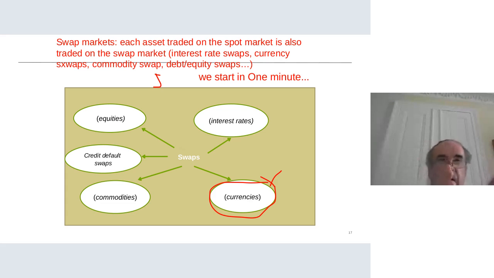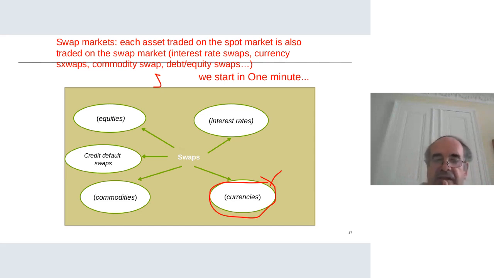Today, we did not see that in detail, but if you can just keep in mind that you have an exchange rate risk in a currency swap and not in an interest rate swap, it's already very good. Okay?